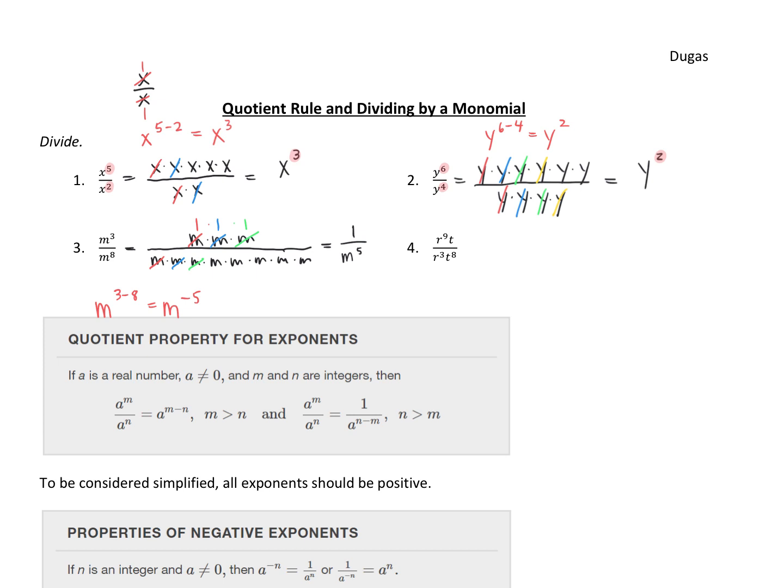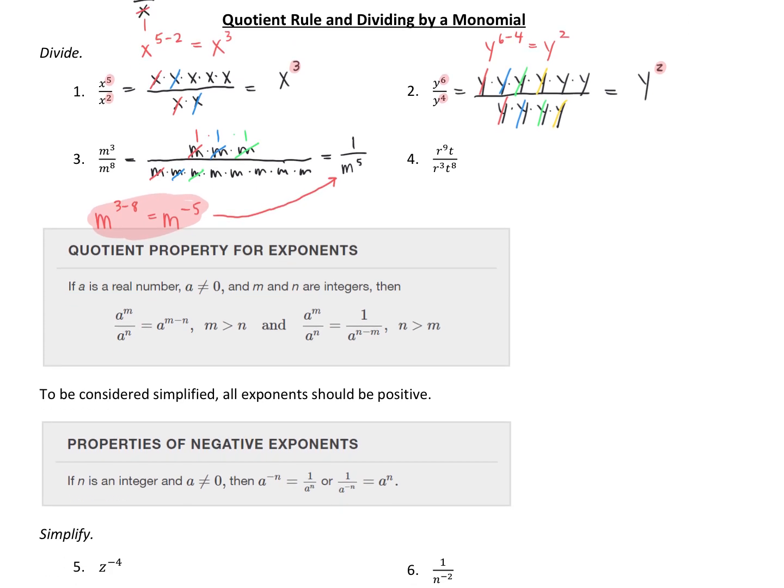Notice that there were more m's on the bottom. 8 is bigger than 3. So if I wanted to write this with positive exponents, which actually is what I want to do, I would avoid using this rule because it's true. It does simplify to m to the negative 5th power, but it's not considered simplified until you move it and make it a positive exponent. So this is going to lead us to our 2 rules that we're going to look at.